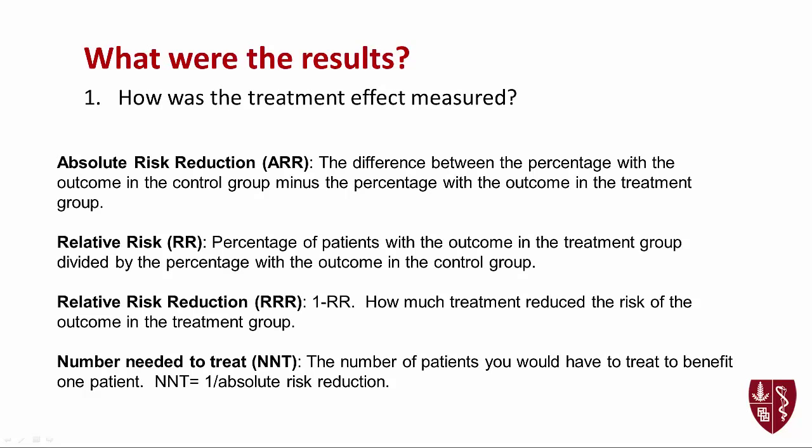You could also do a relative risk reduction, which is 1 minus the relative risk, and it tells you how much the treatment was able to reduce the risk of the outcome in the treated group compared to the placebo group. Also, number needed to treat, which is nothing else but 1 over the absolute risk reduction, which is the arithmetic difference between the risk of the outcome in the placebo group and the treatment group.